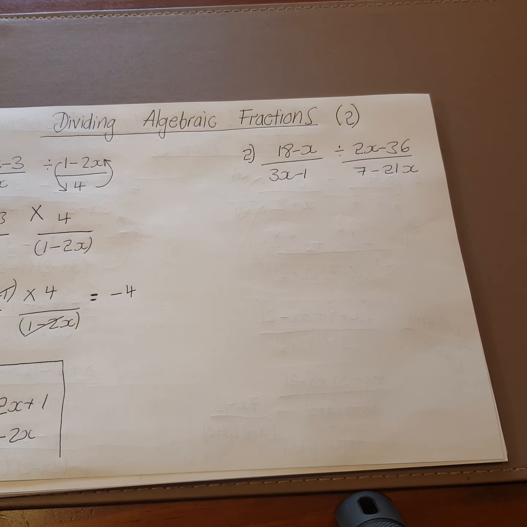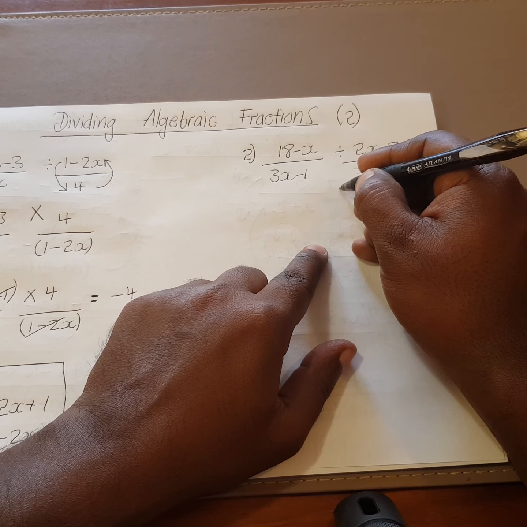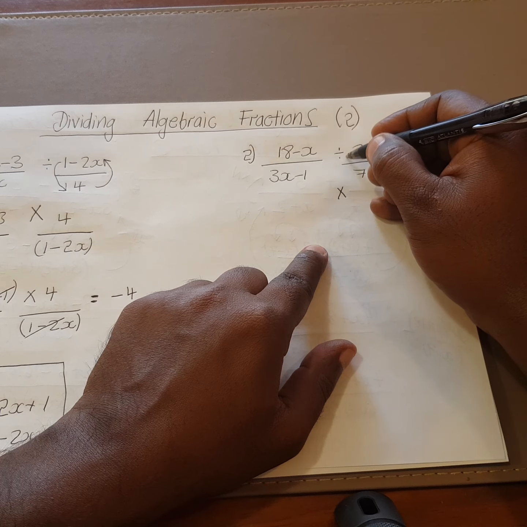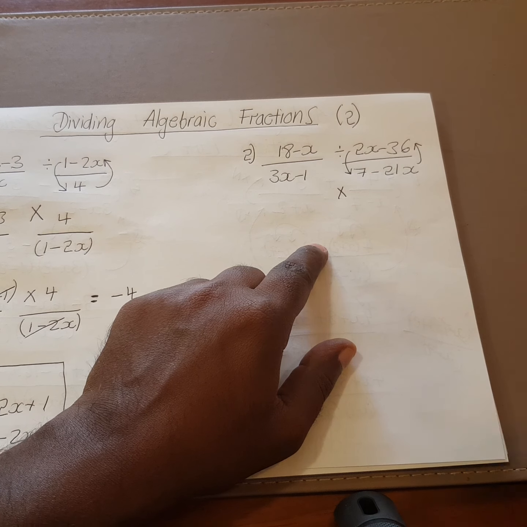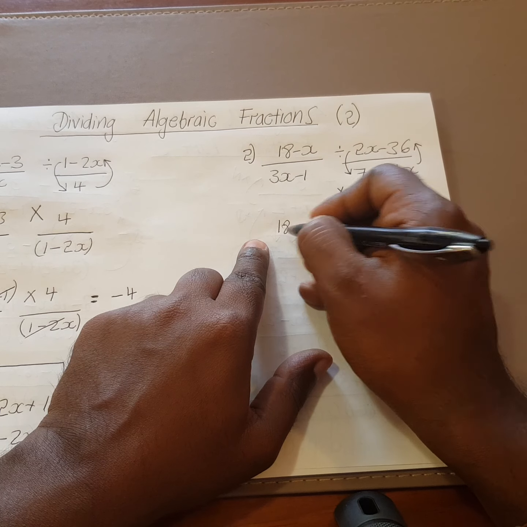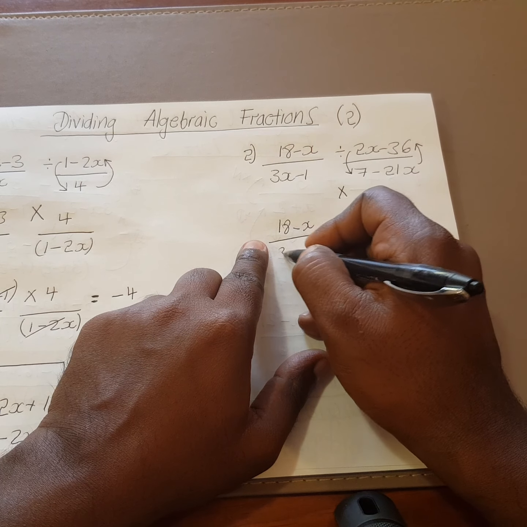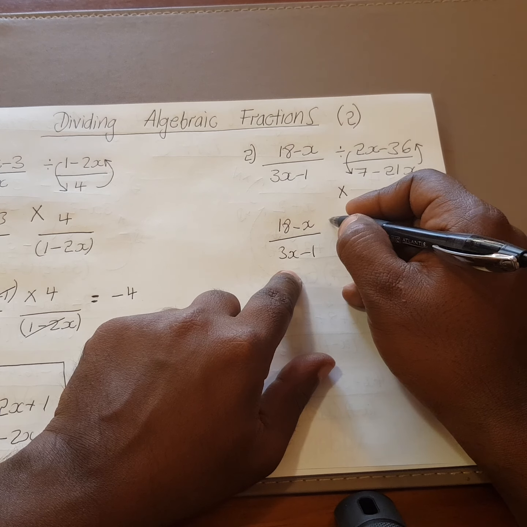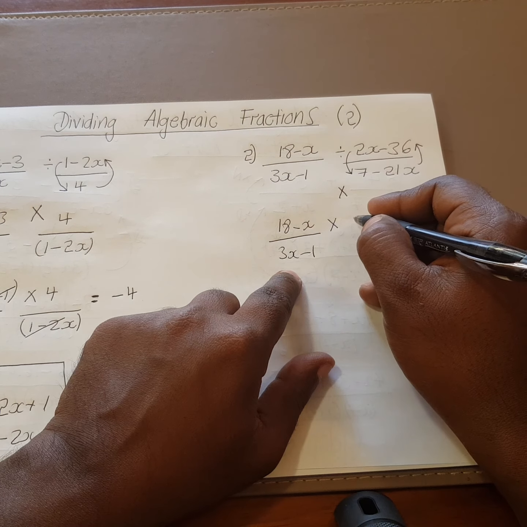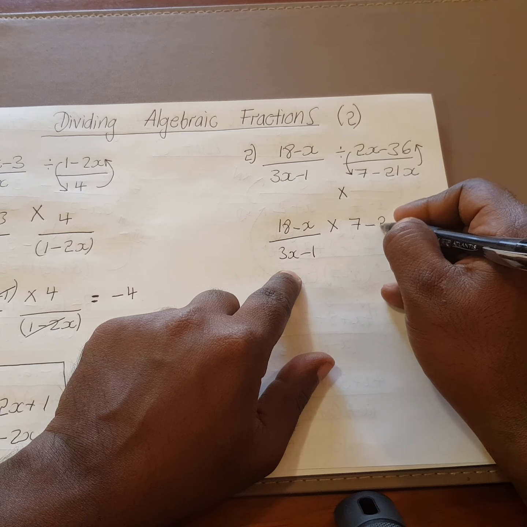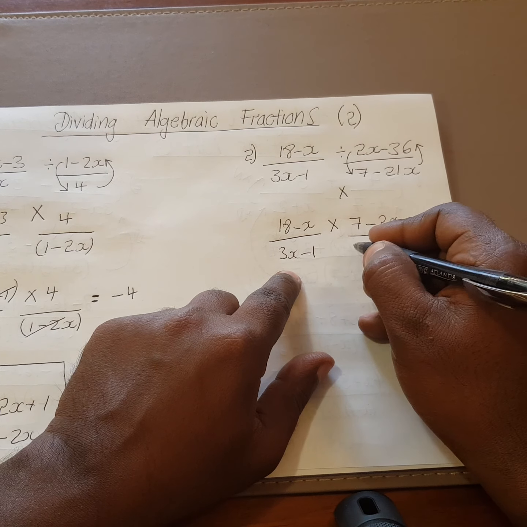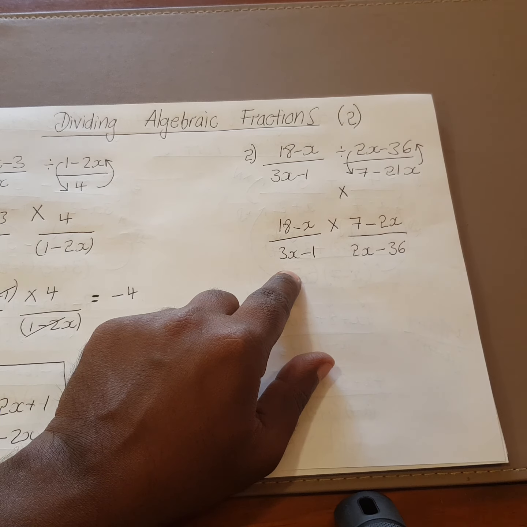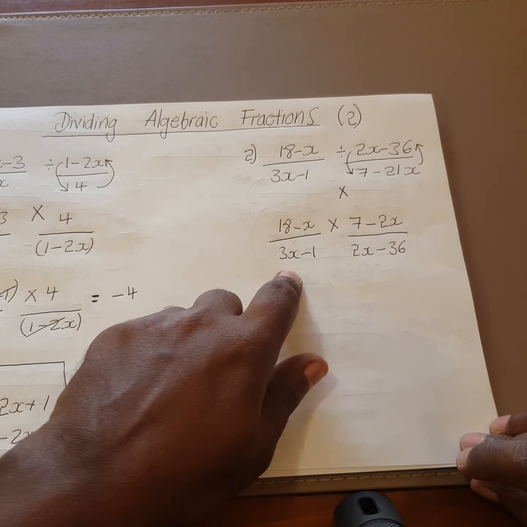So let's follow the steps. What do we need to do? Convert the division to a multiplication and swap the numerators and the denominators. All right, that's the first thing we got to do. So 18 minus x over 3x minus 1, all right, times 7 minus 2x divided by 2x minus 36. Always remember, please be consistent with your sign.